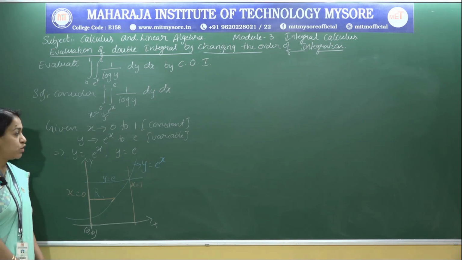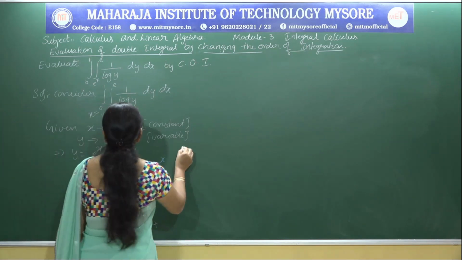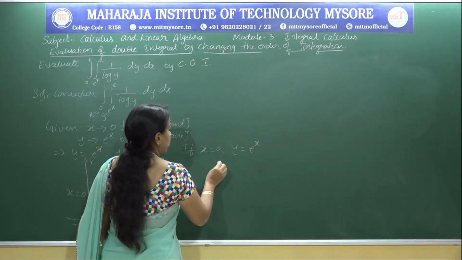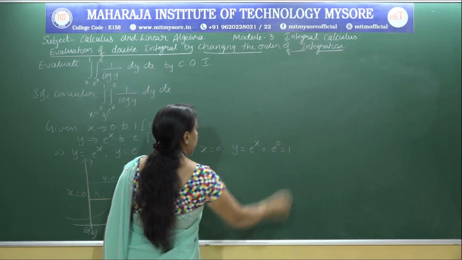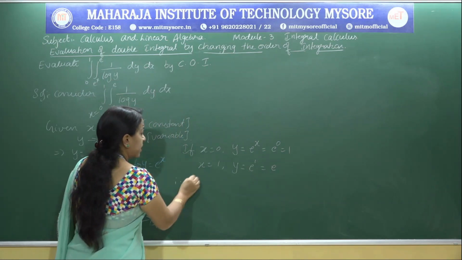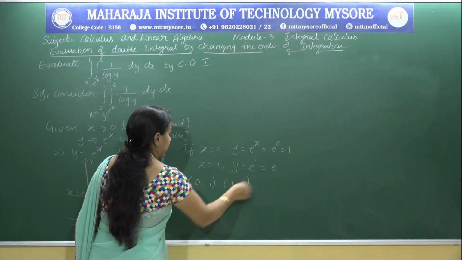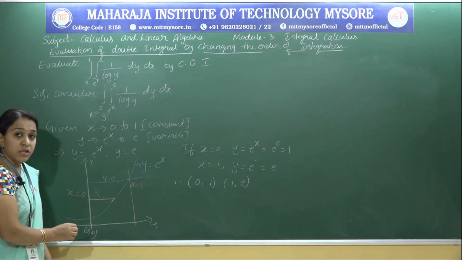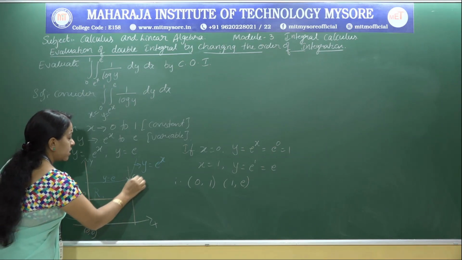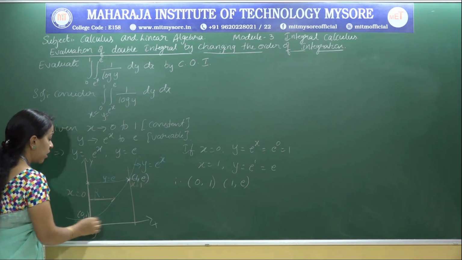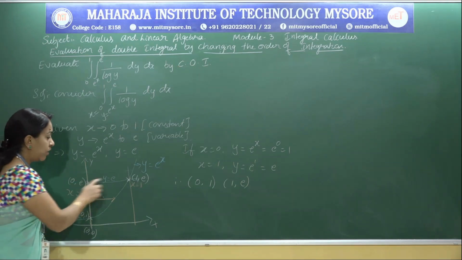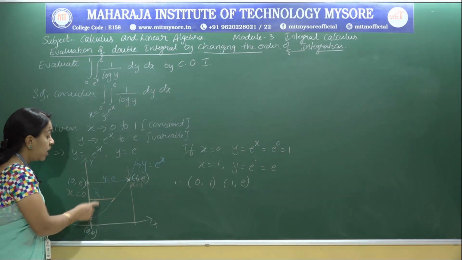And to consider the y limit, of course we should solve the given two curves. If x is 0, what will be our y? Y equal to e power x, so y equal to e to the power of 0 is nothing but 1, and another value x equal to 1, y equal to e to the power of 1 is nothing but e. Therefore, the points are 0, 1 and 1, e. So, what are the points of intersection? 0, 1 is a point on the y axis, and 1, e is this one. So, the points of intersection are 0, 1 and 1, e, and this will be 0, e. This is our bounded region.